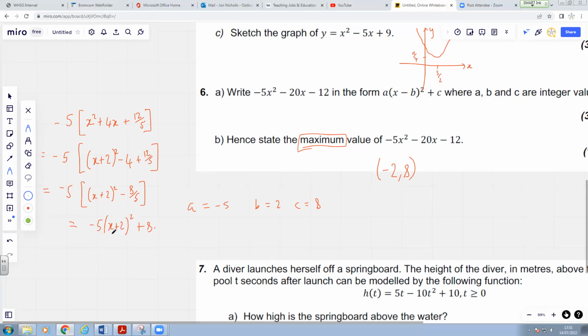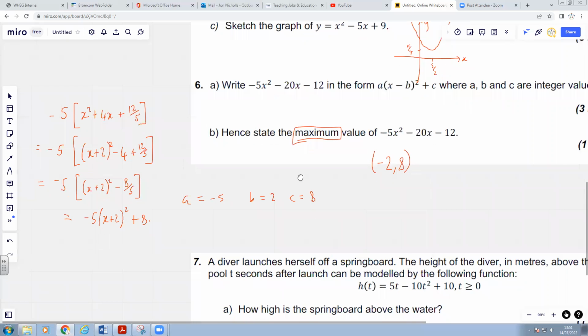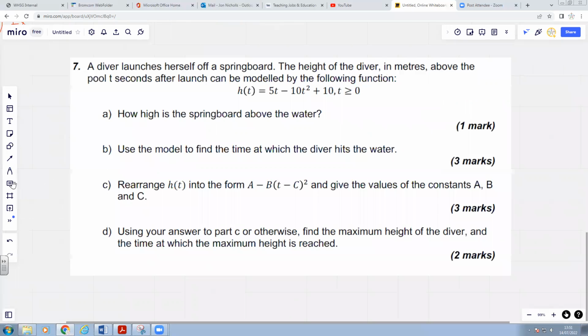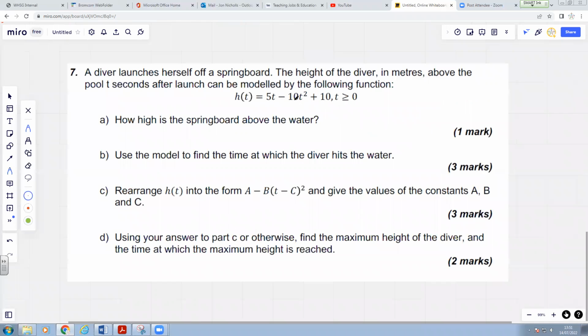And therefore, it's going to be maximized where this is 0. And so you just change the sign on that one and keep that one the same. Okay, last one. This one is a modeling question, not the most popular kind of question for students.